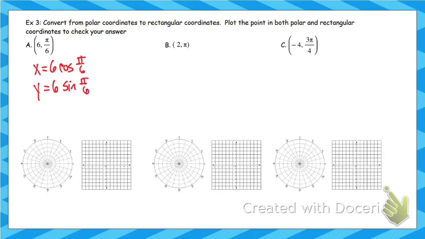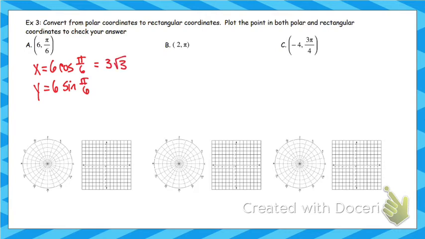So the best thing you can do for practice, especially if you're going into calculus next year, is to actually know these values off the unit circle. So the cosine of pi over 6 would be root 3 over 2. So this would be 6 root 3 over 2 divided by 2, which is 3 root 3.